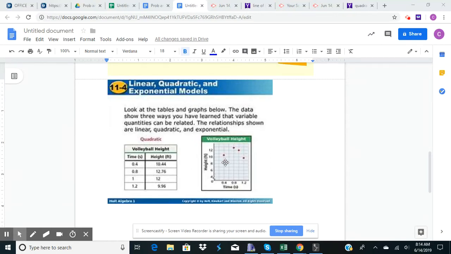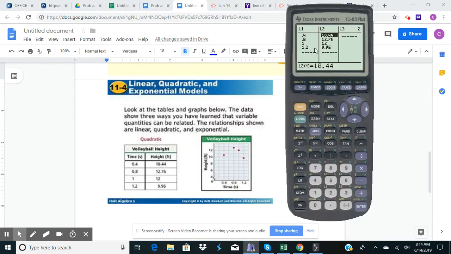Okay, we're going to look at some data that may not be linear. For this purpose, we'll be looking at things that may be quadratic or exponential. There are definitely other shapes that data can take, but those are the two that we're going to concentrate on. I've entered this data in here, and when I look at the scatter plot of it, I can definitely see that it is not linear.